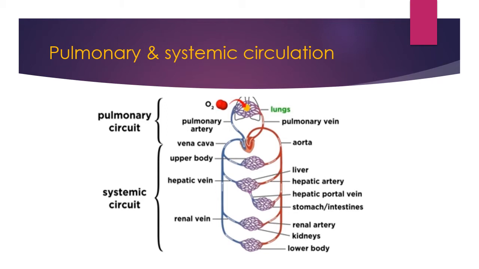Then the second one is the systemic circuit. When the oxygenated blood leaves the left side of the heart, it is sent throughout the body, supplying oxygen and nutrients to the various tissues that need them for respiration. It unloads its oxygen and eventually returns to the right side, so the heart completes the systemic circuit. So the heart performs two circuits, the first is the pulmonary circuit and the second is the systemic circuit. These are the normal circulation of our body.